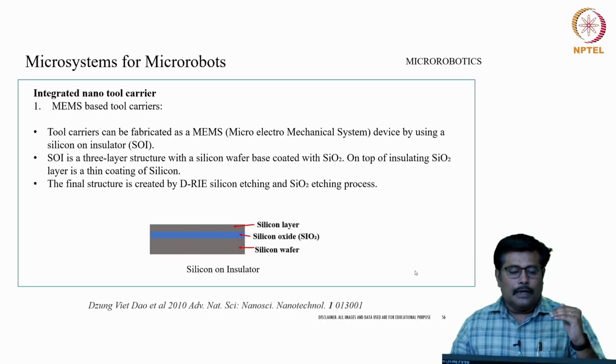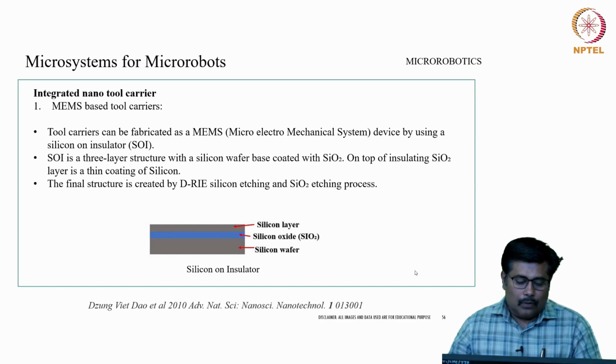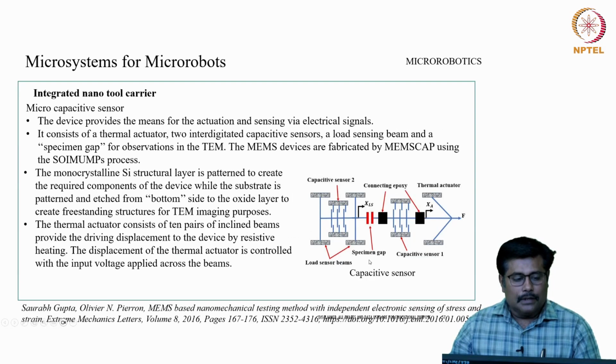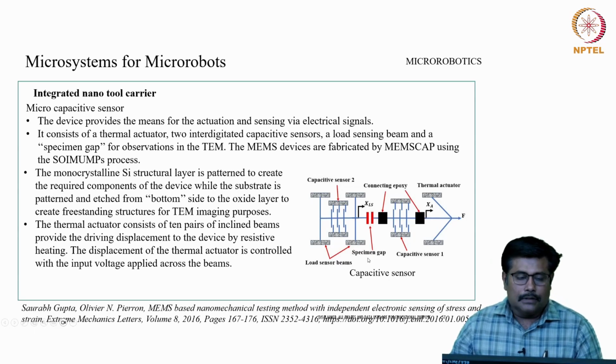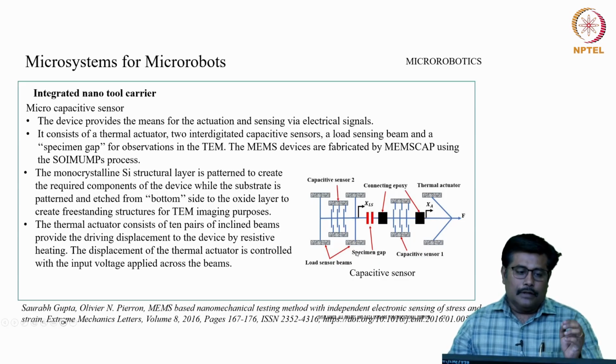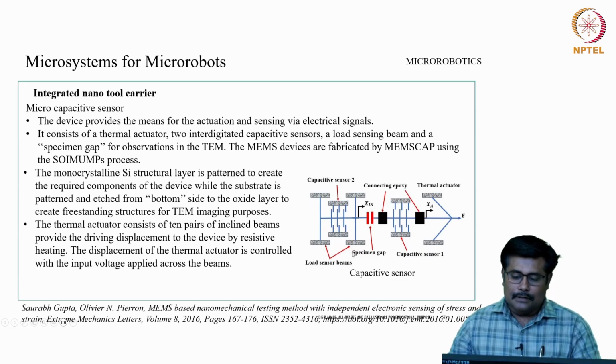SOI is a 3-layer structure with a silicon wafer base coated with SiO2. On top of the insulating SiO2 layer is a thin coating of silicon. This final structure is created by DRIE, which is a kind of silicon etching, and a SiO2 etching process is deployed in this particular system. Now, when we consider a micro capacitive sensor, this device provides the means for actuation and sensing via electrical signals.